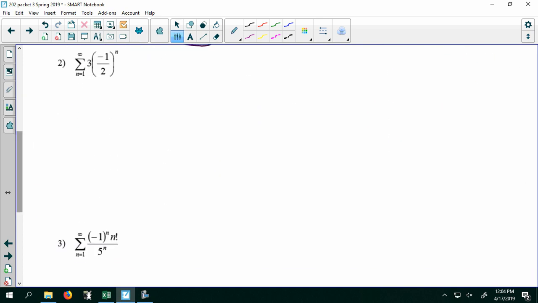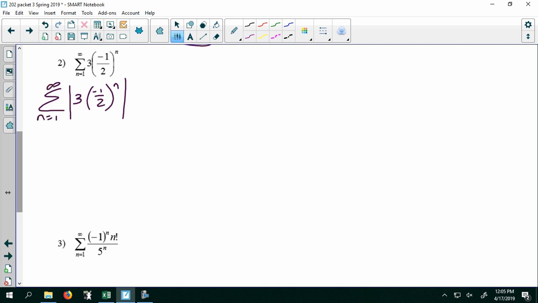Okay, so in this next one, 3 times (-1/2)^n. Again, I'm going to start with the absolute value version of the sum, because if that converges, then so does the alternating version. So I would only have to do one test. If it fails to converge, then I have to test the alternating version separately. So I'm going to start with the absolute value of my sum. Take the absolute value of each of the terms.